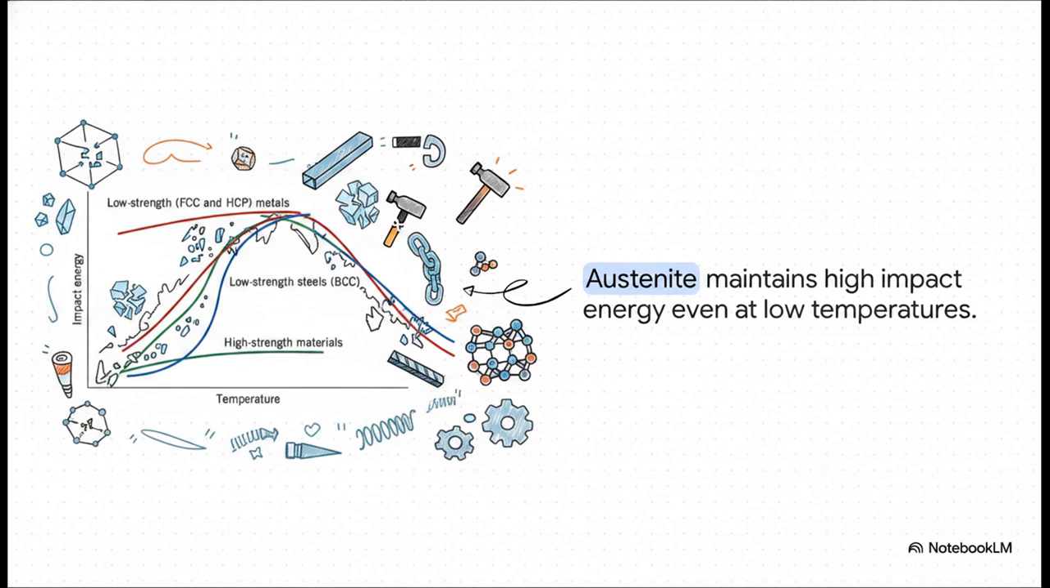Now check out the data for our FCC austenite metals. Even as the temperature drops well below freezing, it maintains high impact energy. It stays incredibly tough, even in the most freezing environments.